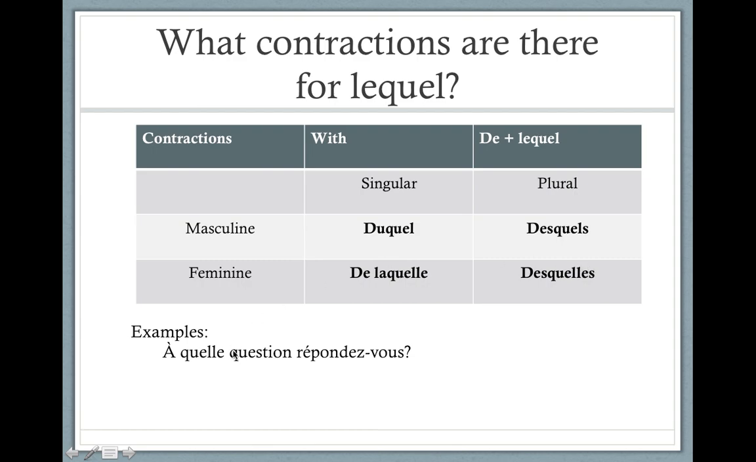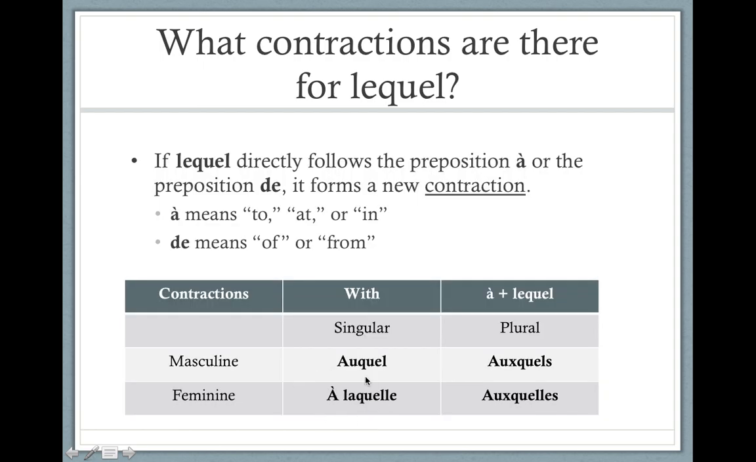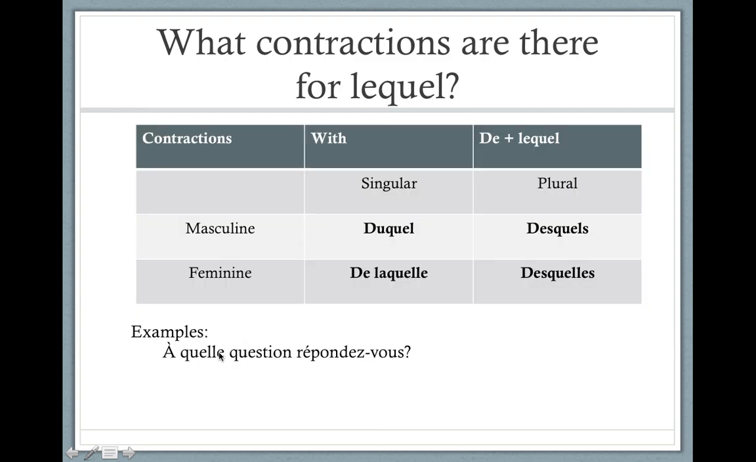So an example of where we would use these contractions. If we have the question, à quelle question répondez-vous? To which question do you respond? You could rewrite this using lequel by saying, à laquelle répondez-vous? So here we want to look back, and this is the one that we're going to use. À laquelle. If we're going to replace quelle question with lequel here. So that will be our answer.